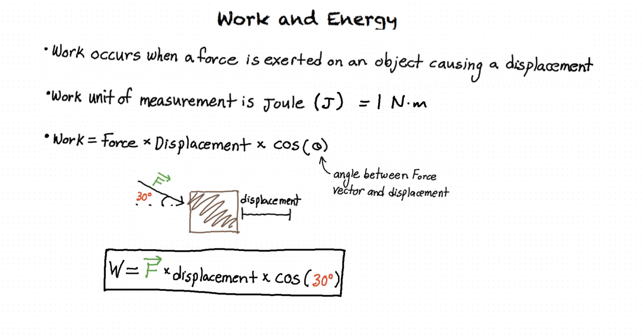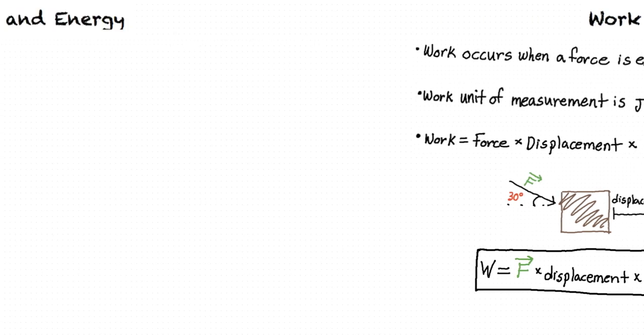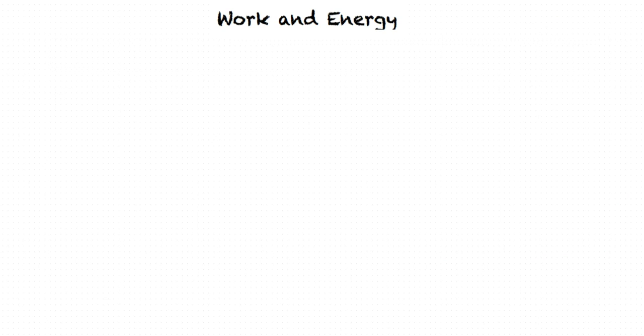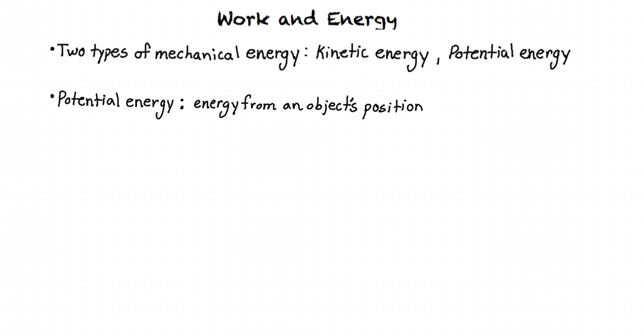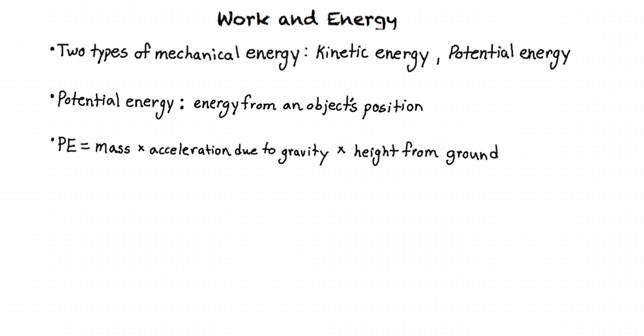Before we begin to get into the relationship between work and energy, let's go over the different types of energy. The two types of mechanical energies are kinetic and potential energy. Potential energy refers to the stored energy caused by the position of an object. If there is a ball sitting on top of a hill, even though it is not moving, it has potential energy. The potential energy of an object can be found by using this equation. Potential energy, PE, equals mass times acceleration due to gravity times the height from the ground. We multiply the mass of the object, the acceleration due to gravity, and the vertical position of this object.